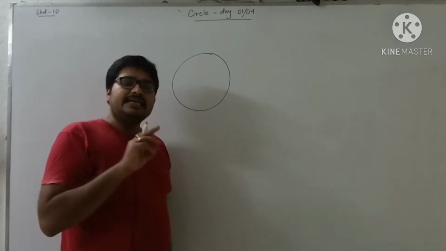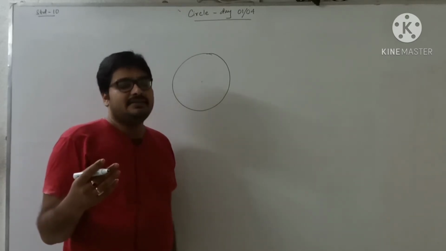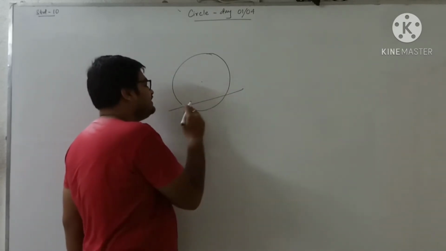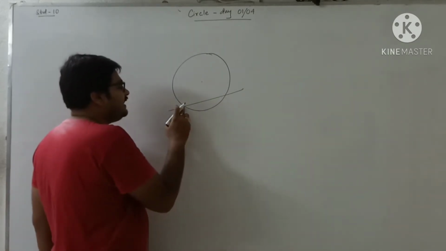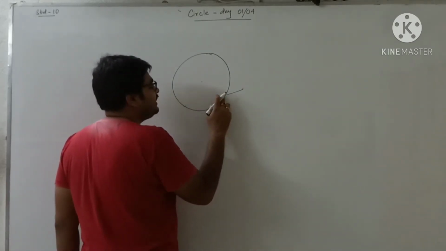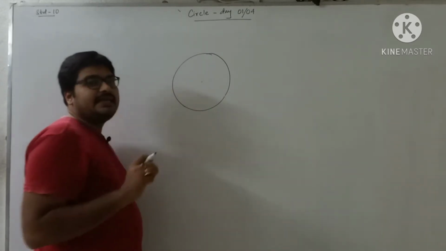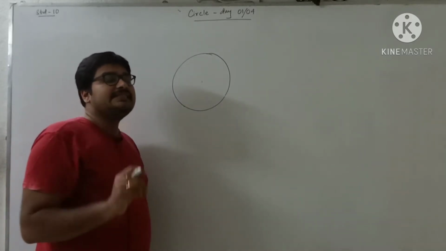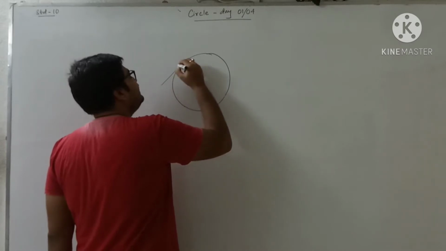Because whenever a line cuts the circle, we call the line a secant, because a secant is a line which cuts the circle at two different points. I am not talking about a secant, I am talking about a tangent of a circle. So what is a tangent of a circle? A tangent of a circle is that particular line which touches the circle at one point. So a tangent of a circle touches the circle at one point only.